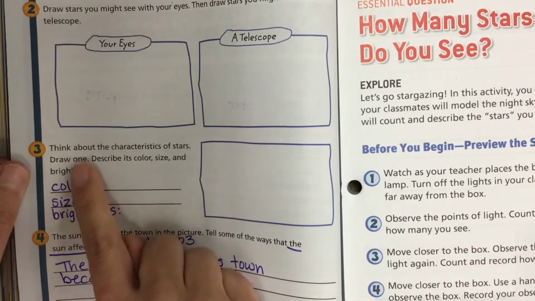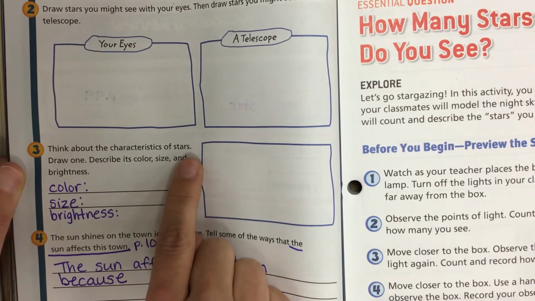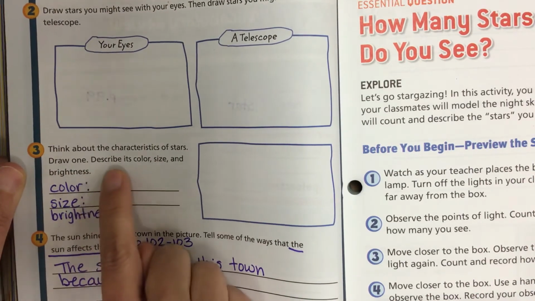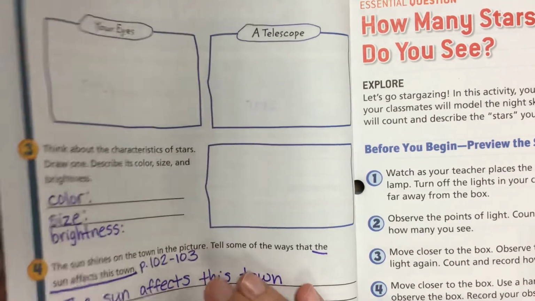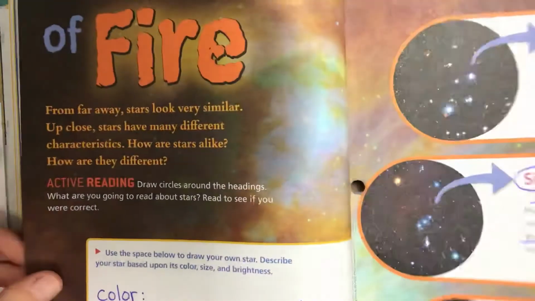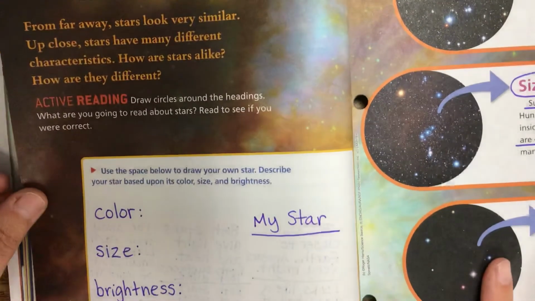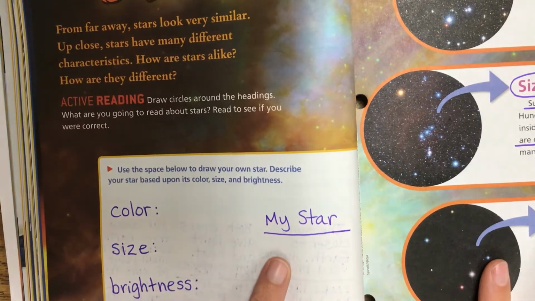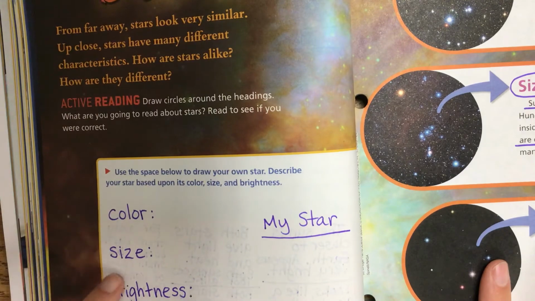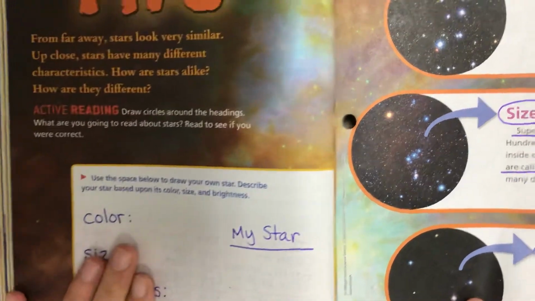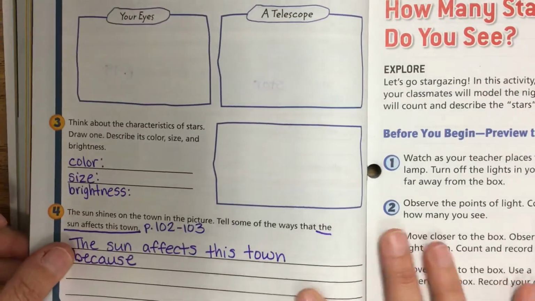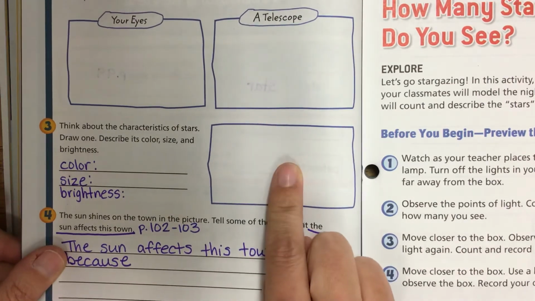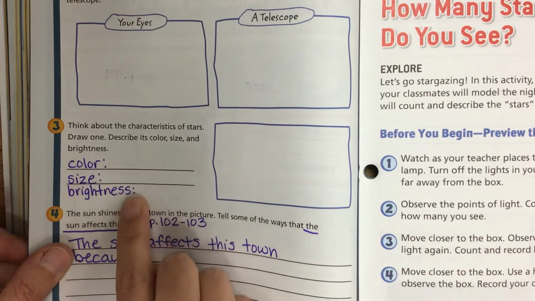And then number 3 says, think about the characteristics of stars. Draw one. Describe its color, size, and brightness. And if you remember, on our lesson a couple days ago, we did that. You drew your own star, and you described its color, size, and brightness. So reread this if you need to about the brightness, size, and color of a star, and then do that again. Draw your own star, describe its color, size, and brightness.